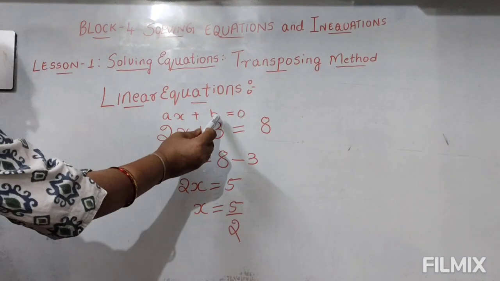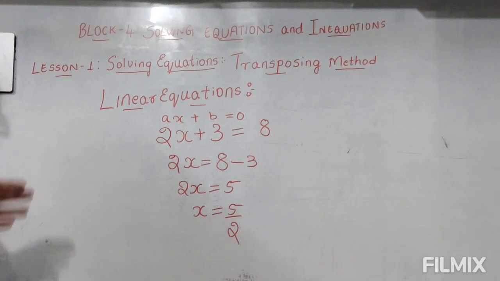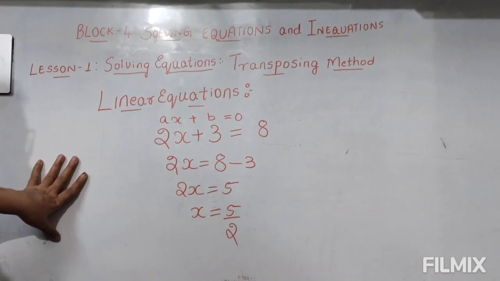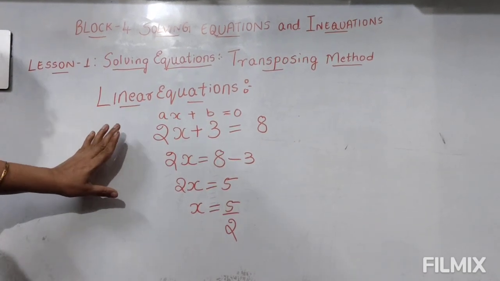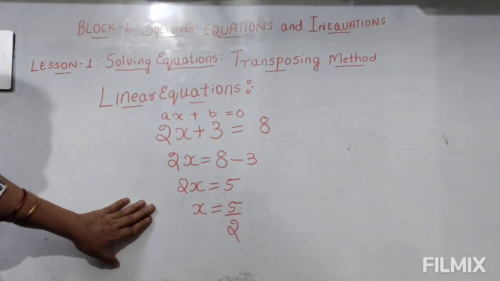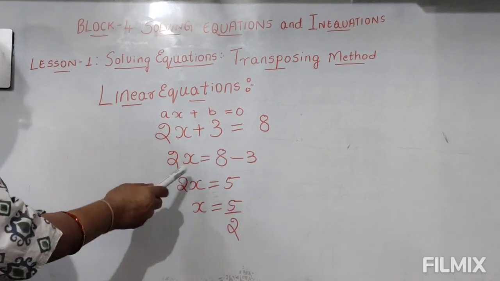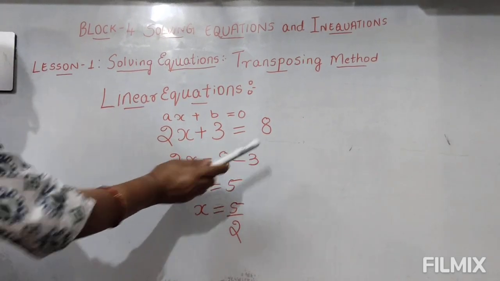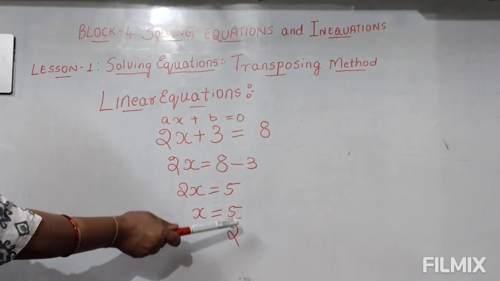That is, I am shifting this 3 towards the right hand side. This is called transposing. I'll explain that to you in detail. Just to explain to you about the linear equations, I have shown this sum. So, 2x is equal to 8 minus 3. 2x is equal to 5. X is equal to 5 by 2.